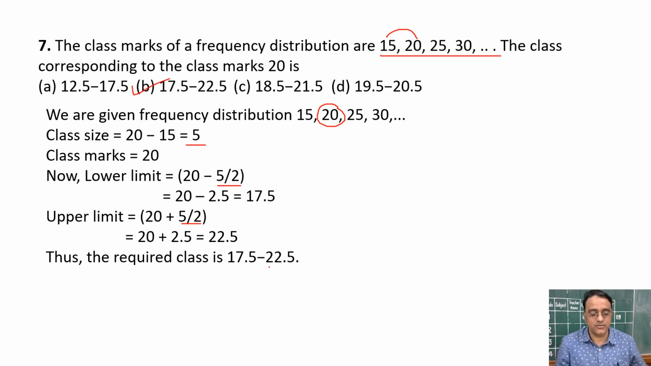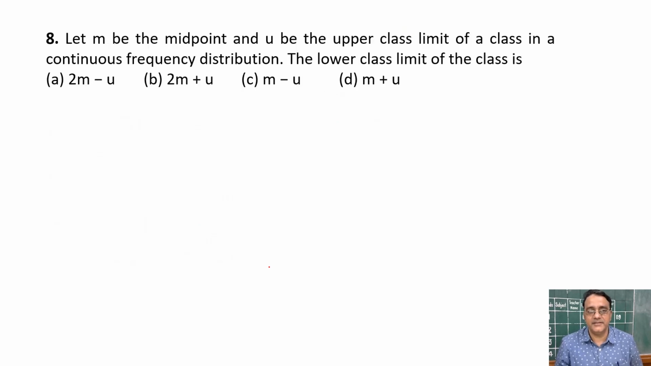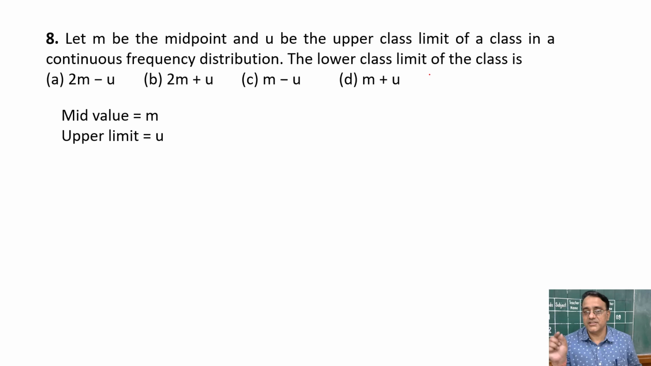Any doubt here in this question? No, sir. Okay. So now we are moving toward question number 8. Let M be the midpoint and U be the upper class limit of a class in a continuous frequency distribution. The lower class limit of the class is dash. So the mid value is given as M and the upper limit is given as U, and the mid value is nothing but the class mark. And what is the formula for class mark?